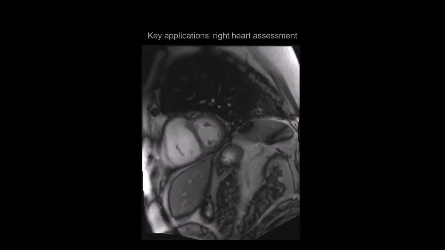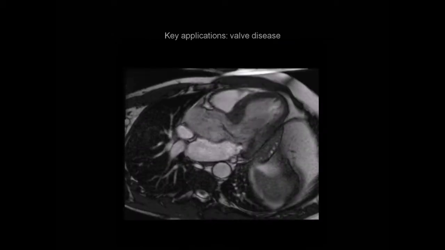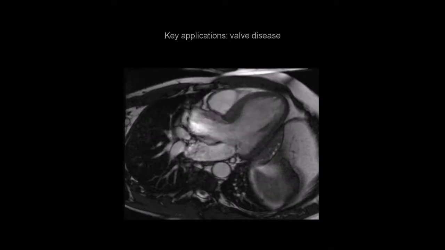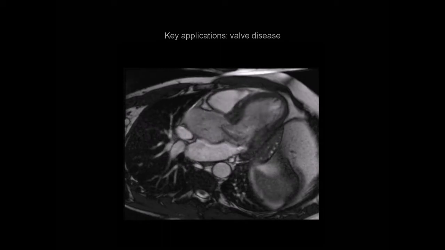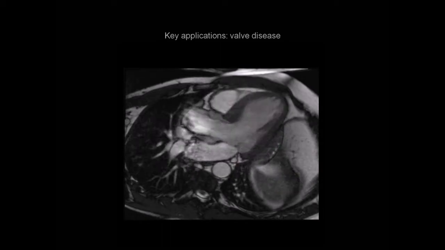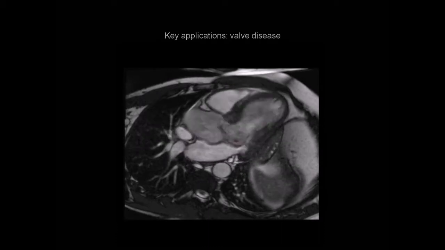The right ventricle can be notoriously challenging to assess on echocardiography, but with CMR it's much easier, and CMR offers a gold standard way of assessing right ventricular size and function. CMR is also commonly used in the assessment of valve disease, where it can assess the etiology of a valve problem, can quantify the severity, and also look for any consequences such as aortic or left ventricular dilatation.